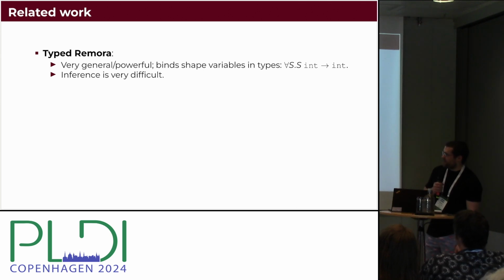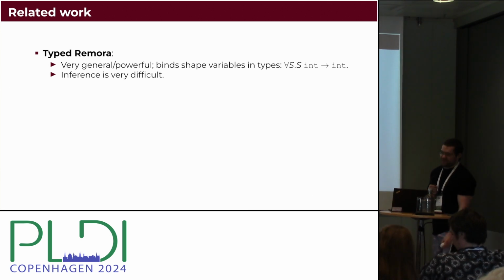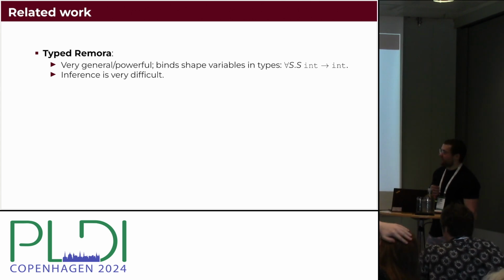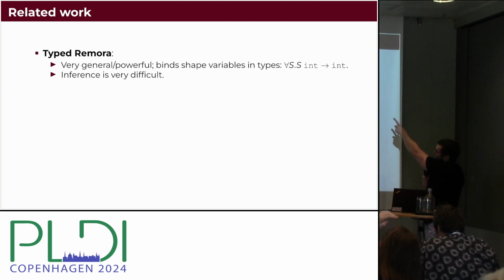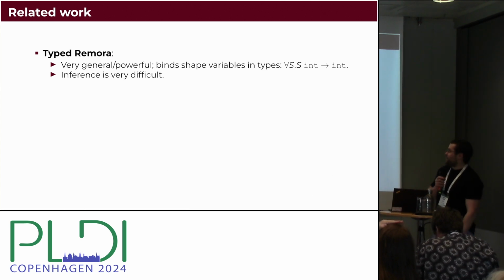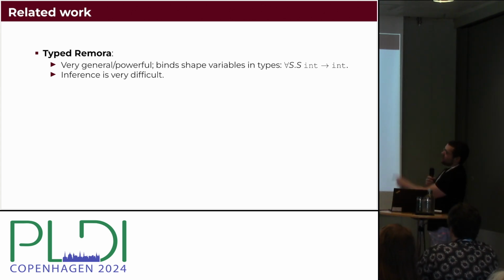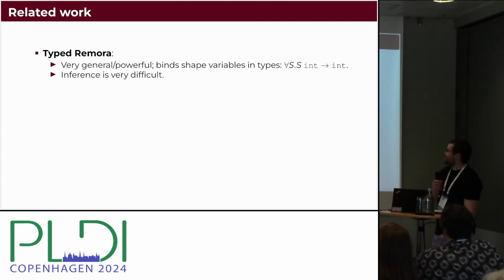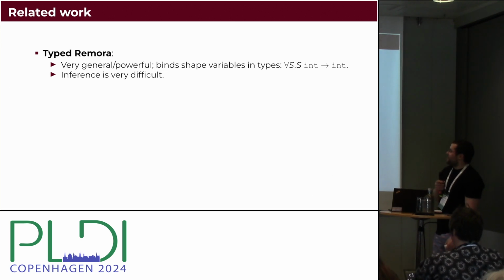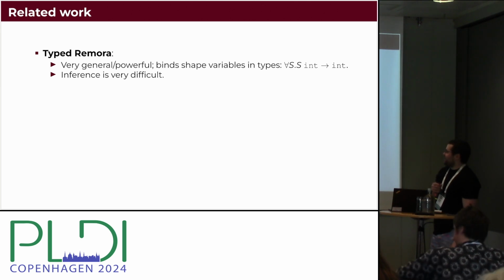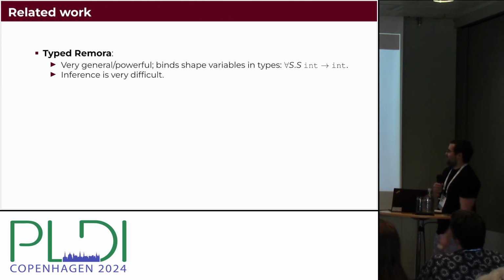For related work, I'm only going to talk about typed systems. There's Typed Remora, which is a very general and powerful system. And unlike us, they actually express rank polymorphism at the type level themselves. So they bind shape variables here. For example, this could be the type signature of a sum, that can collapse an array of any dimension into a single scalar, which we cannot express in our system. But unfortunately, inference is very difficult and still is an unsolved problem.